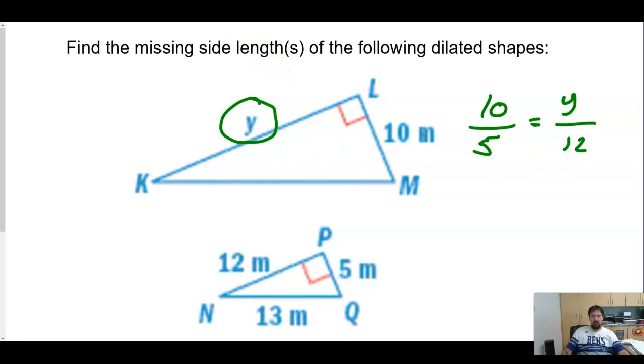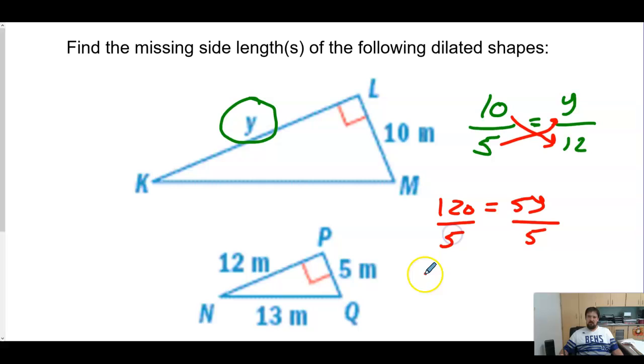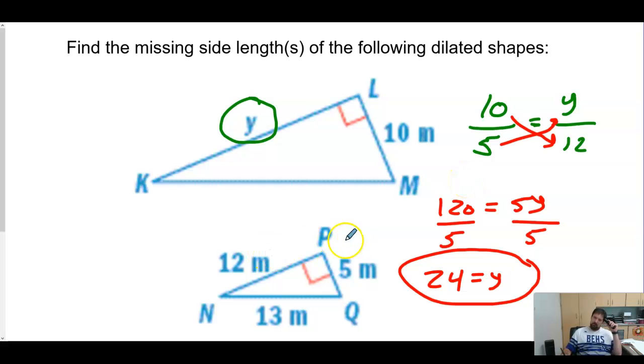Okay, and now I simply just have to cross multiply. So 10 times 12 is 120. 5 times y equals 5y. Divide both sides by 5, and I get 24 equals y. Now some of you have probably thought, well, all I have to do is double it, because 5 times 2 is 10. So 12 times 2 is 24, which you would be correct. So this is one way to do it, or if you can see the simple pattern for how to do it, you could do it that way as well.